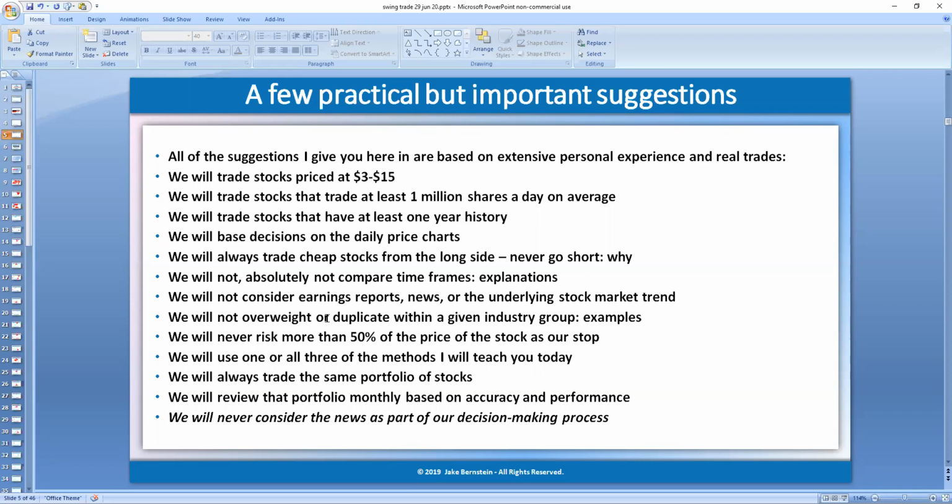We're never going to risk more than 50% of the price of the stock as the stop. So example, let's say that you've got a $10 stock and the stop according to the method would be more than $5. We're not going to take that trade. So it's the risk management methodology.